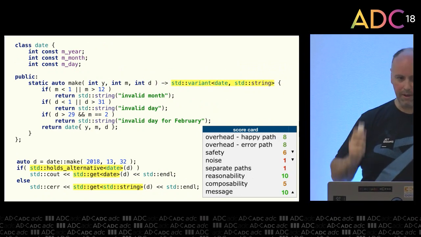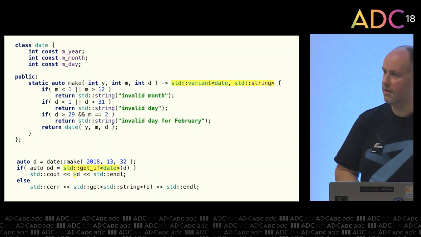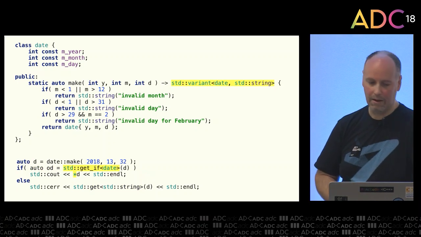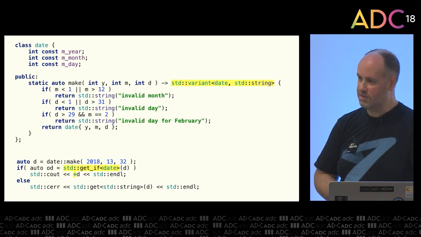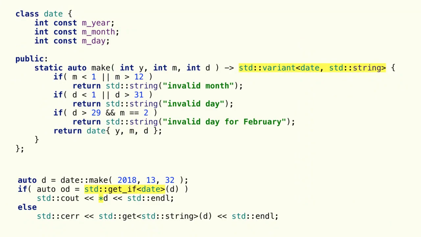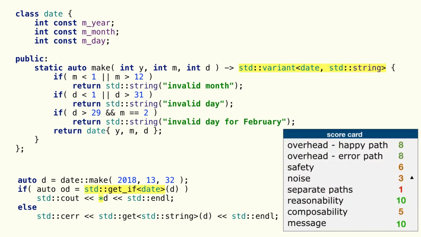We can improve this a little bit. There's a form, get_if, that will effectively convert it to an optional. So now we can treat it more like an optional, except in the error case, we can still get the string out. So that's an improvement. So yeah, I'll put the noise score up a bit there. We're getting somewhere, I think, but still too many trade-offs.